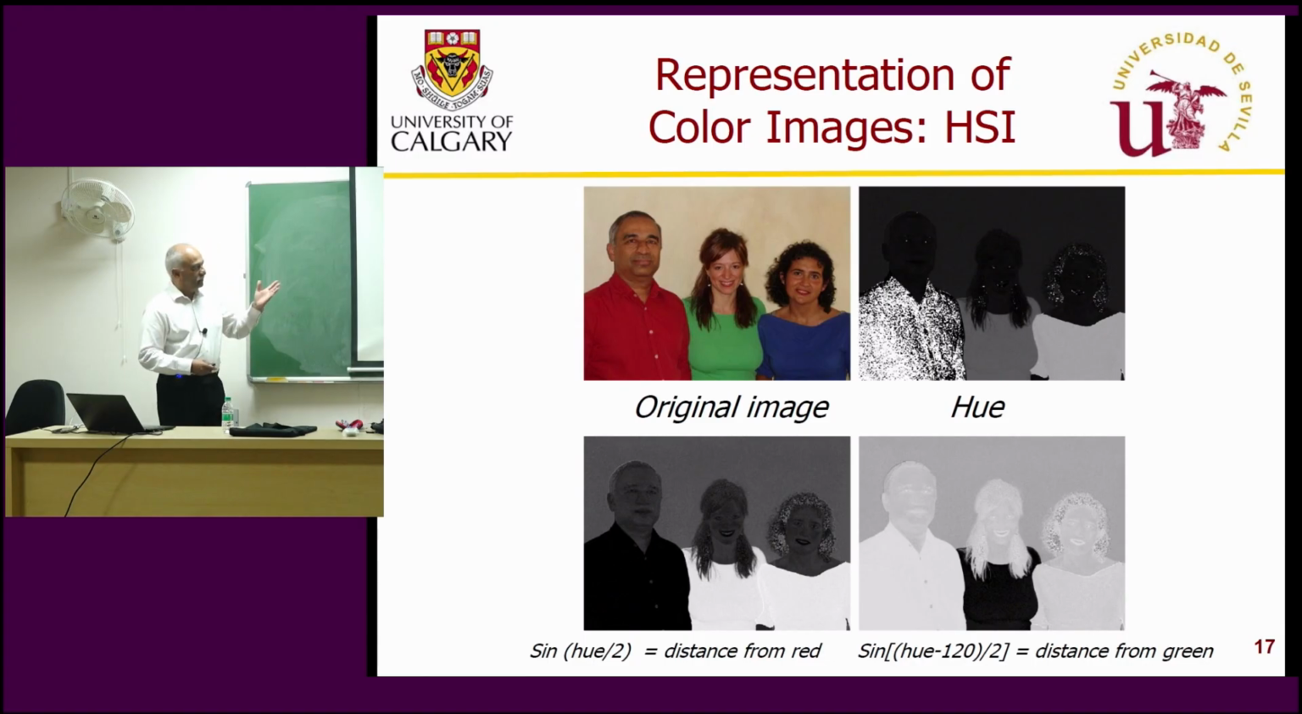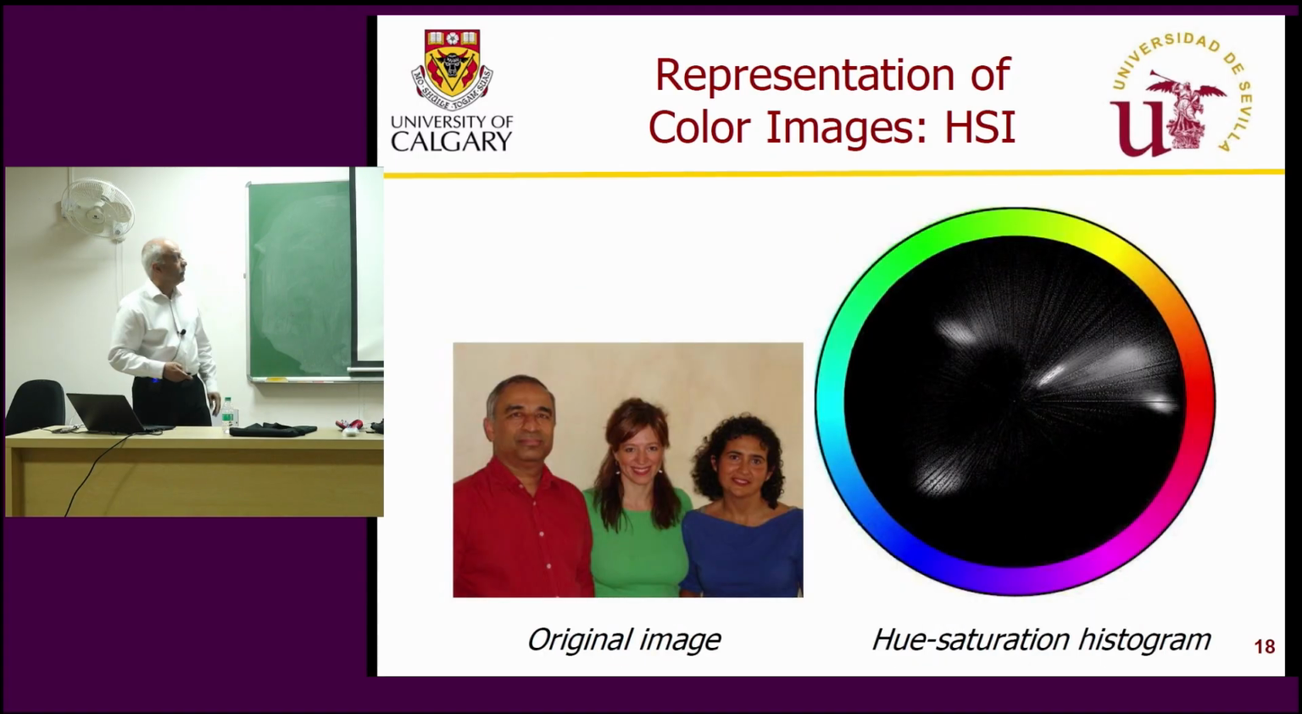And you can then display sine of hue over 2. Sine of hue of 120 divided by 2 is distance from green. So this is green, so the distance is 0. And red and blue are equidistant from green. So these two regions have the same distance. So you can take a distance measure and then analyze color with reference to some color. Then you can overcome some of these limitations of representation of hue in angle.